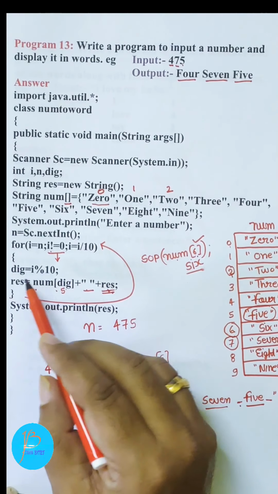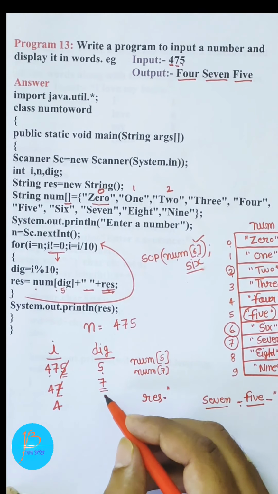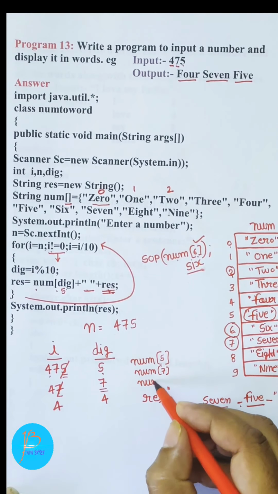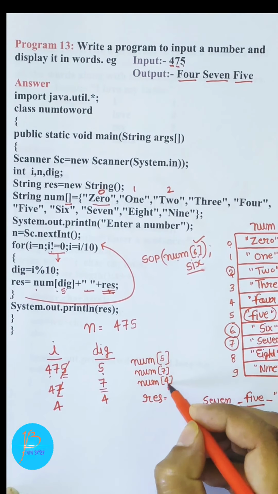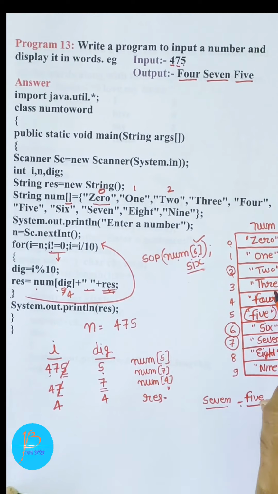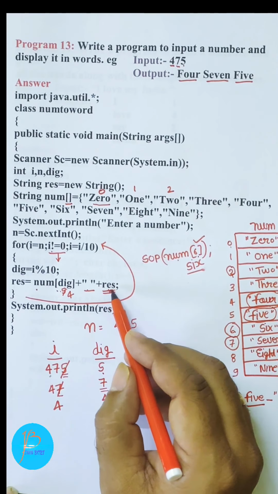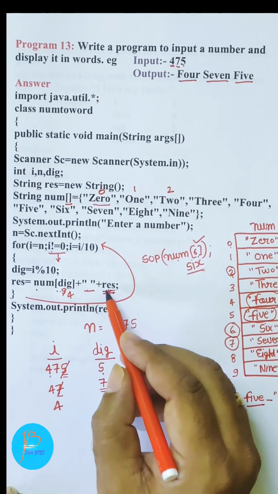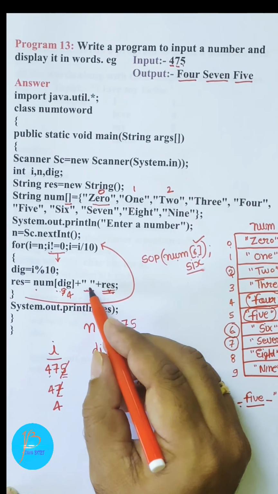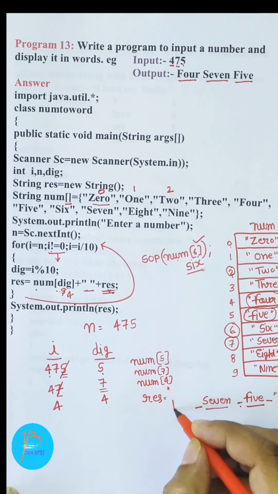Yes, come inside. This equal to I modulus 10. Beta, find the remainder of 4 out of 10. It will be 4. So now the value which will take out, that will be num dig, means num 4. Okay, so you know at the 4th index we are having the value 4 that will be added before the variable res. One blank space will be added before the res, and then the num dig, that is 4. So it will add 4 here.